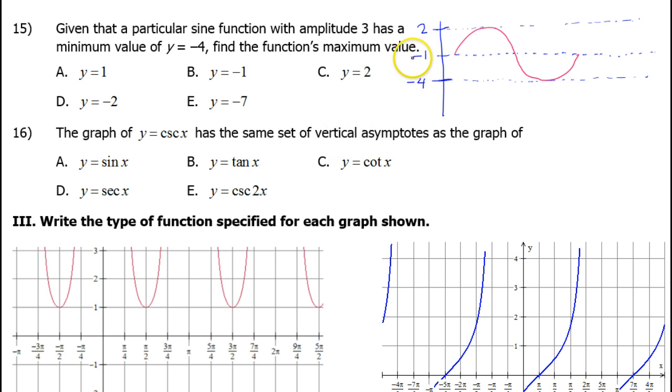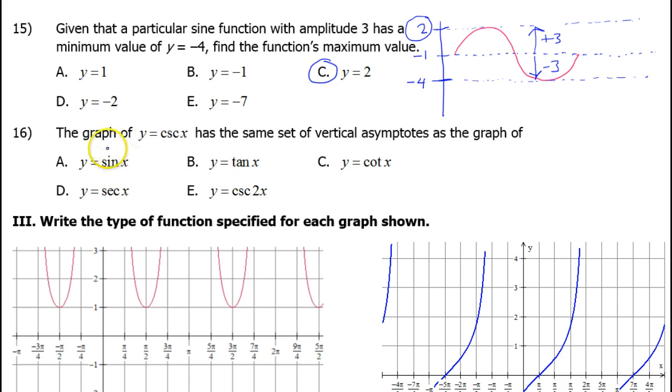Okay, so think about it. If the midline is -1, and the amplitude is 3, so if I go up 3, that would put me at 2. If I went down 3, that would put me at -4. So this makes sense. But what they wanted was the function's maximum value, which you can see right here. The maximum value must be 2. So that's why the answer is C.